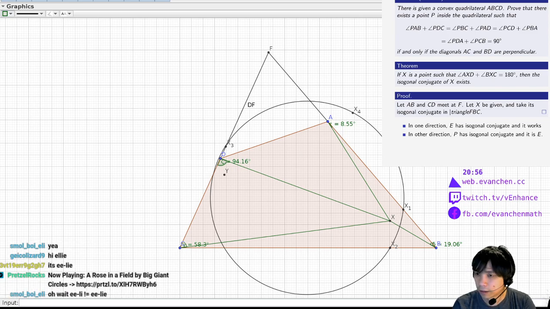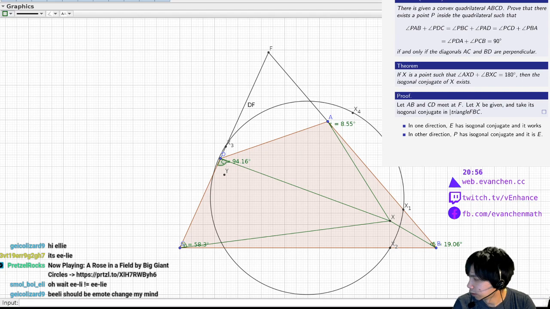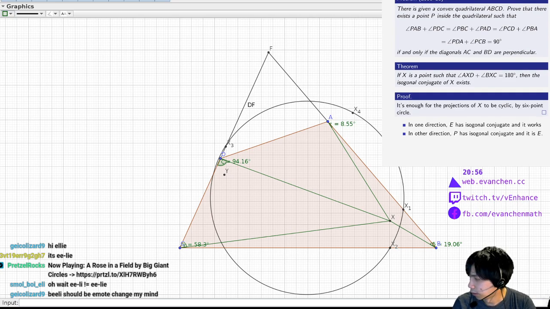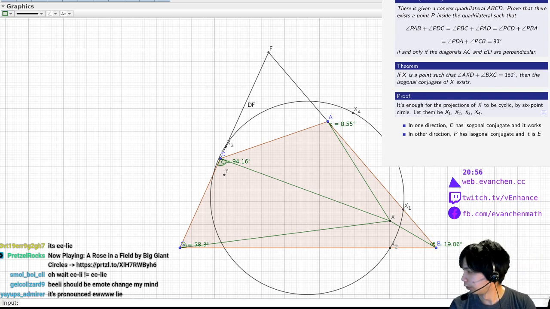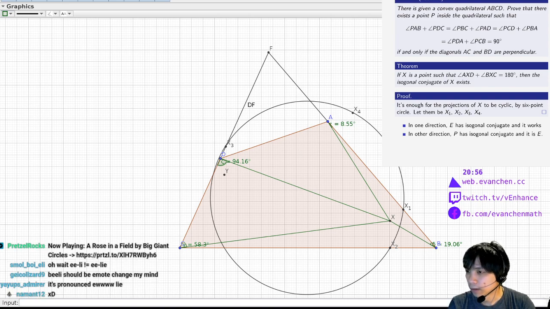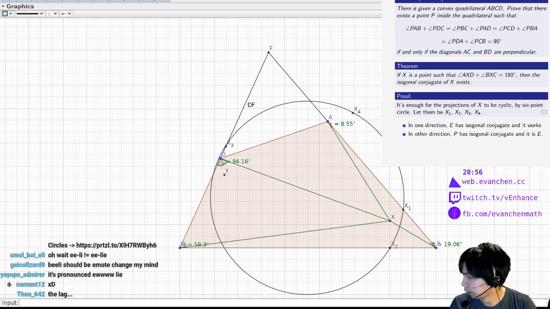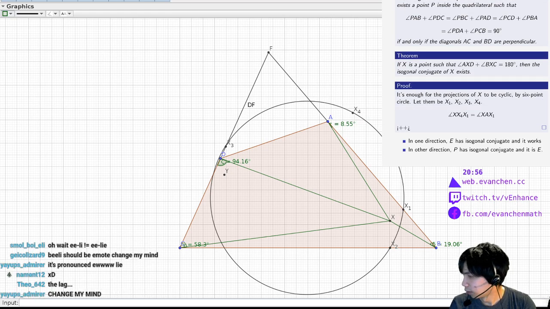So it's enough for the projections of X to be cyclic by the six-point circle. Then what you do is let them be X1, X2, X3, X4, then you just say angle X, X4, X1 is the angle X, A, X1. And similarly, and this means angle X1, X2, X3 equals angle X1, X4, X3.